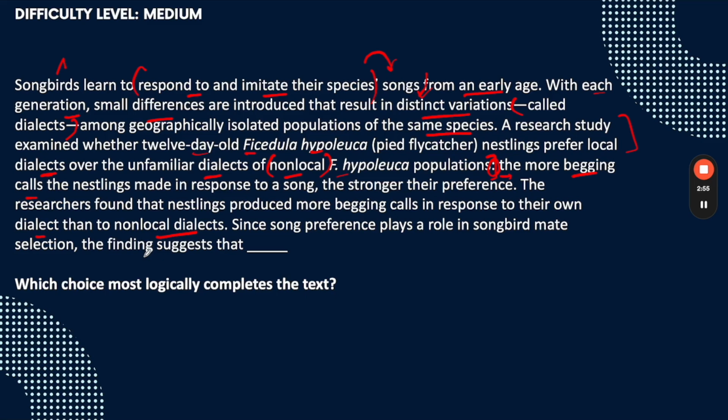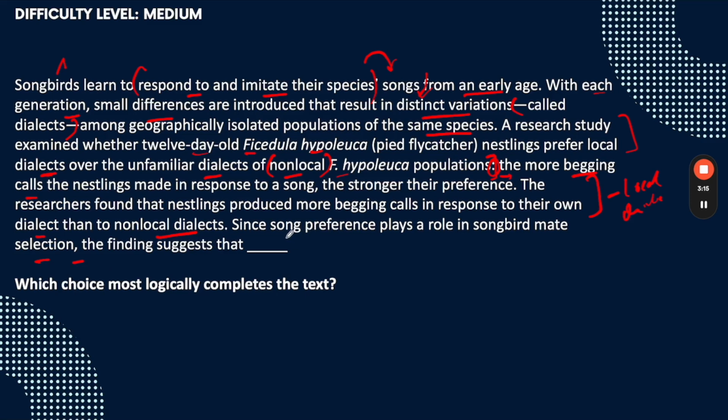So what did they prefer? They preferred their own dialects because they made more begging calls for their own dialects rather than to non-local dialects. This basically shows that they have a preference towards the local dialects, right? Let's read ahead. Since song preference plays a role in songbird mate selection. Okay, stop here, take a pause.